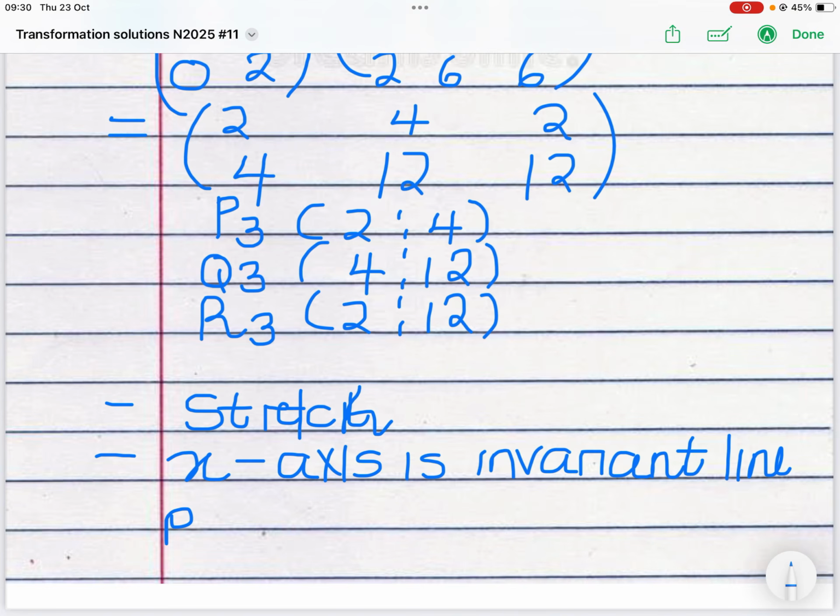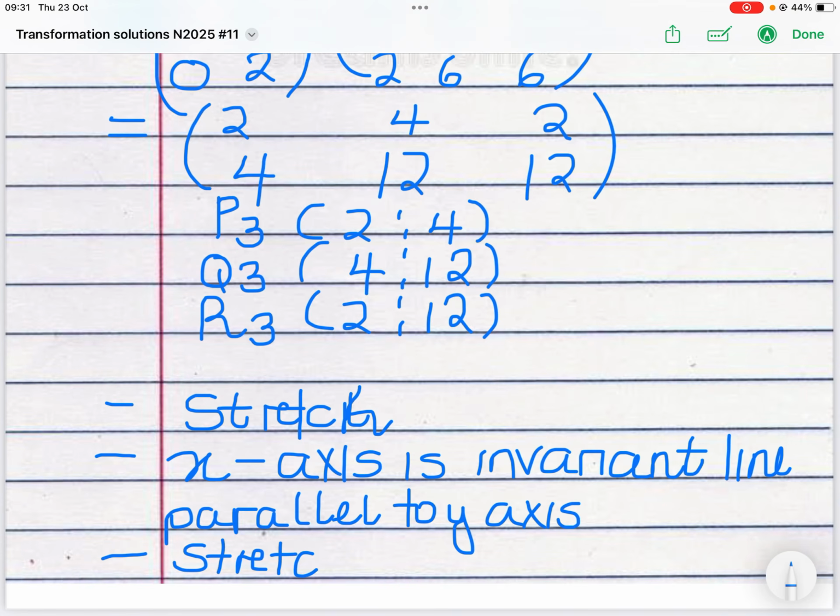This stretch is parallel to the y-axis. So either you write x-axis is the invariant line, or you say the stretch is parallel to the y-axis. It means that the x-coordinates are not changing. What is changing is the y-coordinates. And then you also need to provide the stretch factor. So in this case, the stretch factor is 2.